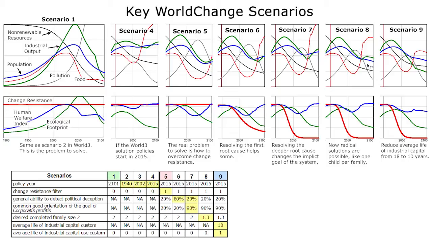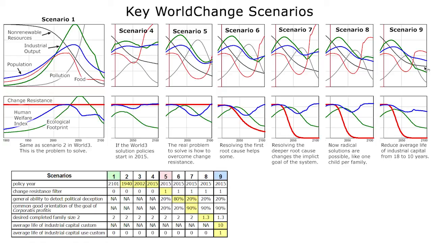But this is not enough. The most important curve on the state of the world graph is non-renewable resources, the black line. It can fall, but it can never rise. In Scenario 8, it's still falling. Scenario 9 fixes that, as we can see right here, because the black line starts to level out well before 2100. That's pretty good news.